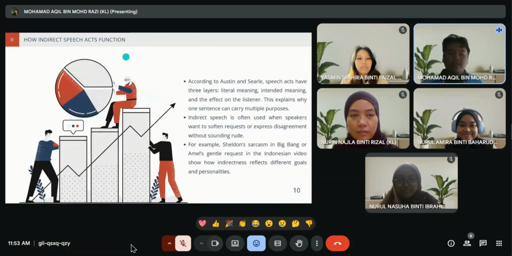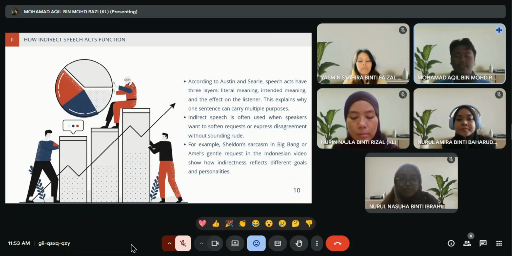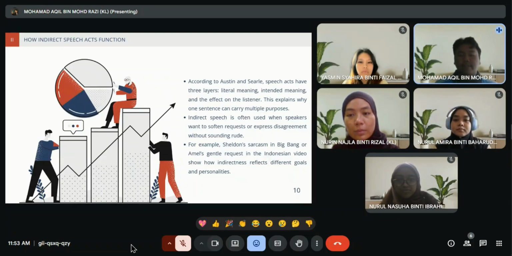So this overview shows that indirect speech acts have a hidden meaning. Indirect speech acts happen when someone says something, but the real intention is different from the literal words. People use this to show politeness, avoid being harsh, and express meaning in a soft way. In both videos, indirectness appears often, but each culture uses it differently.